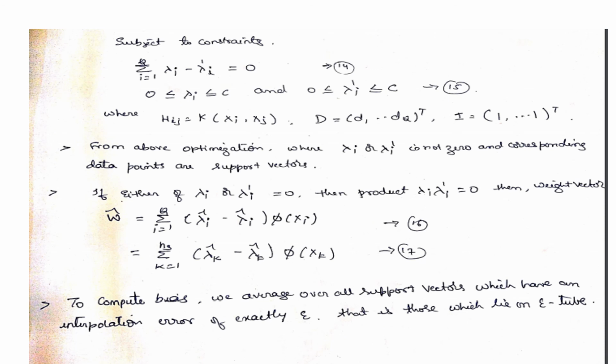So this is for the weight vector, and to compute the bias, we take the average over all support vectors which have an interpolation error of exactly epsilon, that is, those which lie on the epsilon tube.